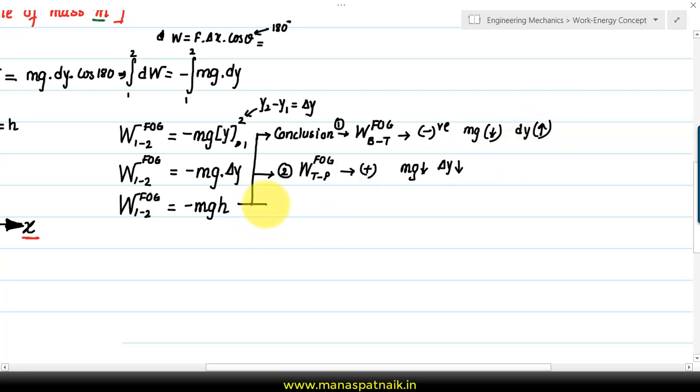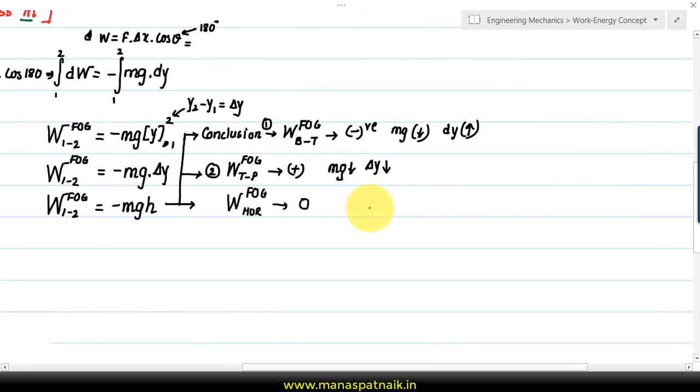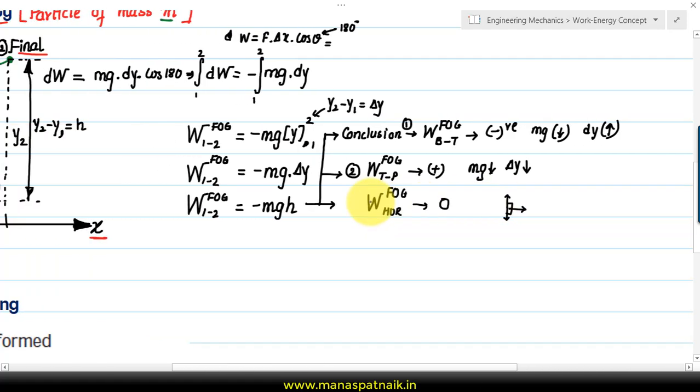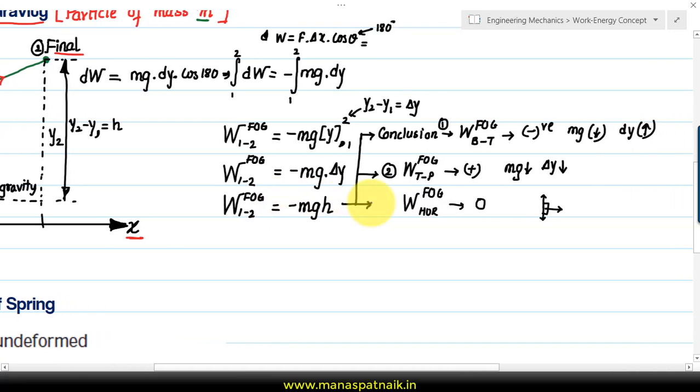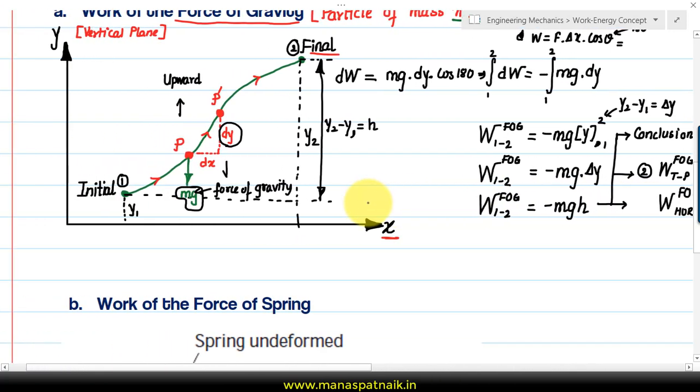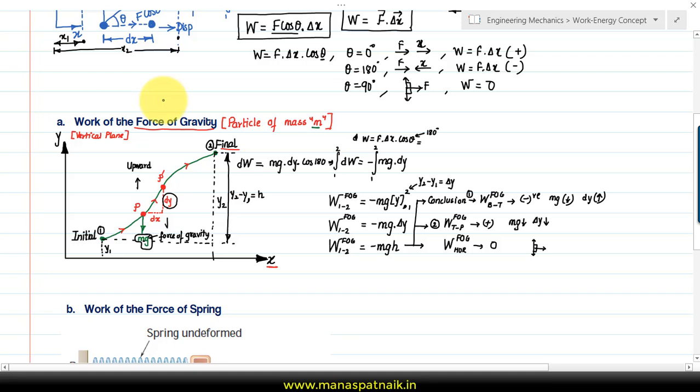And when you speak of work done by the force of gravity in a horizontal direction, it's absolutely 0, because you know very well, when force is towards the right and displacement is either upwards or downwards, then the angle between them is absolutely 90 degrees. And when theta is equal to 90 degrees, cos 90 is 0, and in that case the work done will be absolutely equal to 0. So that's done and dusted.